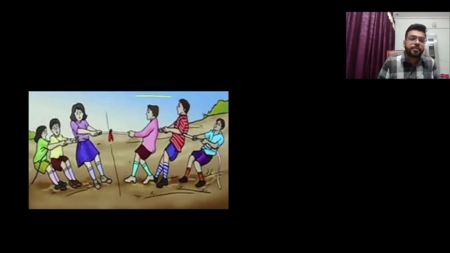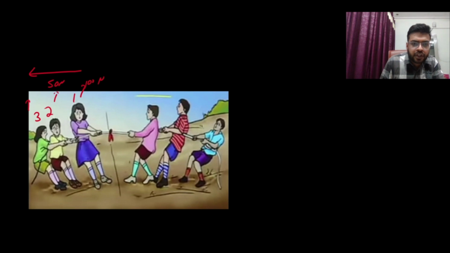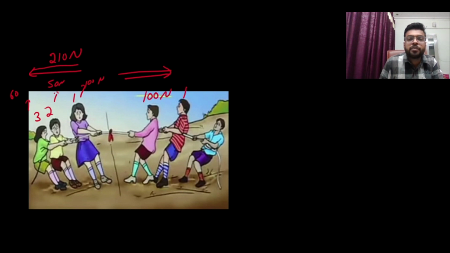What is happening here is, let's suppose these three persons are applying force. Let's suppose this lady is applying a force of 100 Newton, this lady is applying 50 Newton, and this lady is applying, let's suppose, 60 Newton. So let's sum up this force: 210 Newton of force is applied towards this direction. And here is team B. In this team B, let's suppose one is applying 100 Newton force, another 110 Newton, and another 80 Newton. Adding, we get 290 Newton force in this direction.